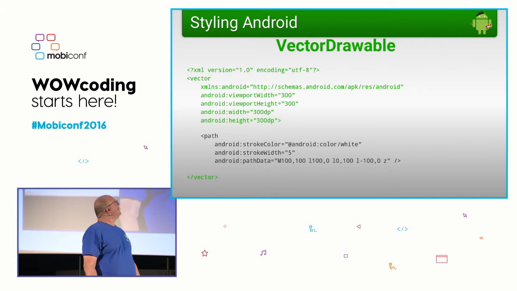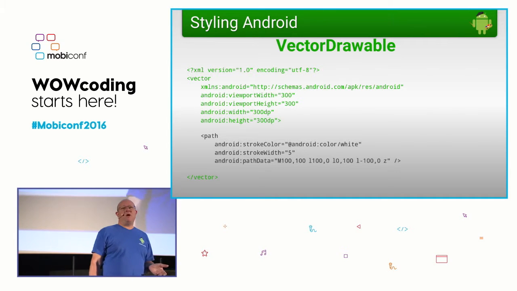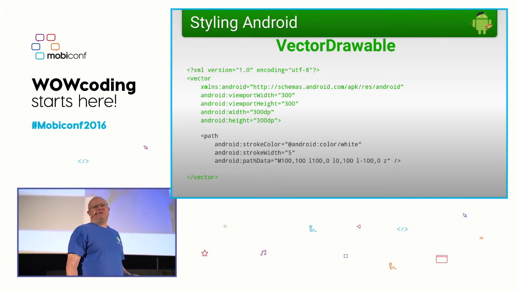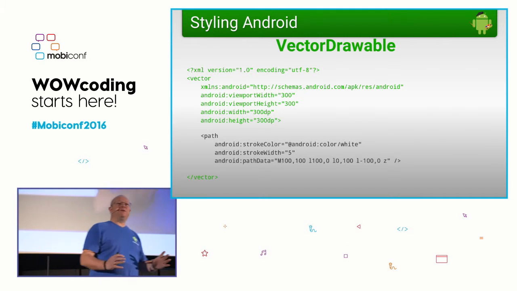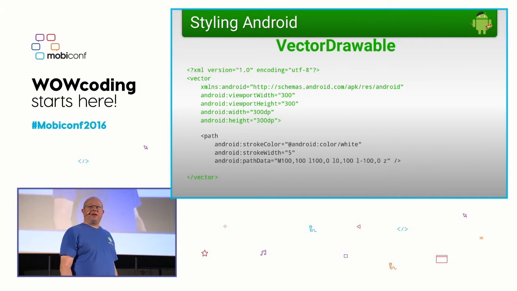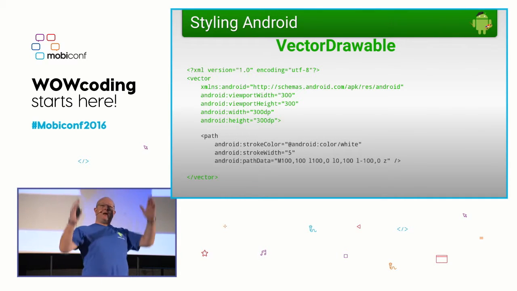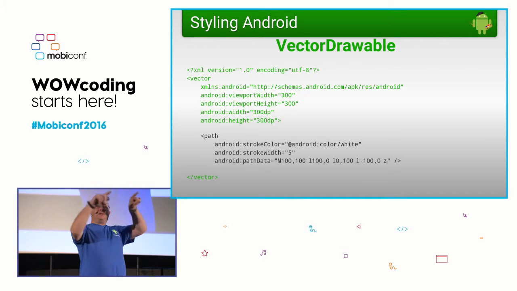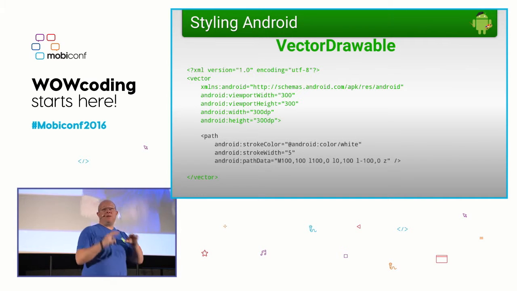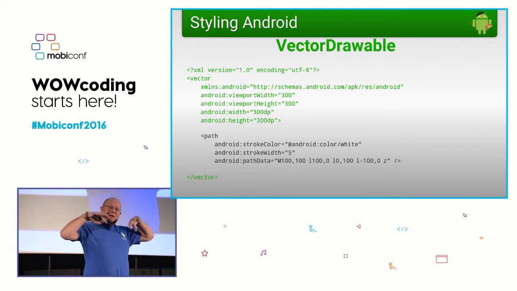We have a viewport width and height, and we have a width and height. Now, initially, this seems a little confusing. Why do we need 2 widths and heights? It's actually really useful. The viewport width and height define the size of the canvas we're drawing on. So with our path data, those 100s are relative to the viewport sizes. So we set up a canvas that's 300 by 300 pixels. And so by drawing inside the middle of that, from 100 to 200, we're effectively centering our square within the canvas. So that's really what's happening internally.